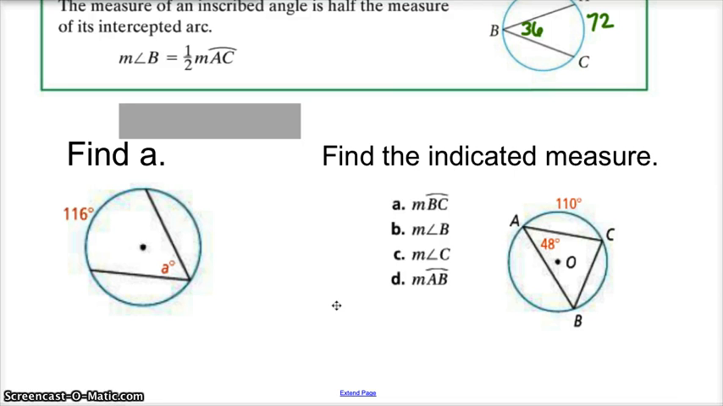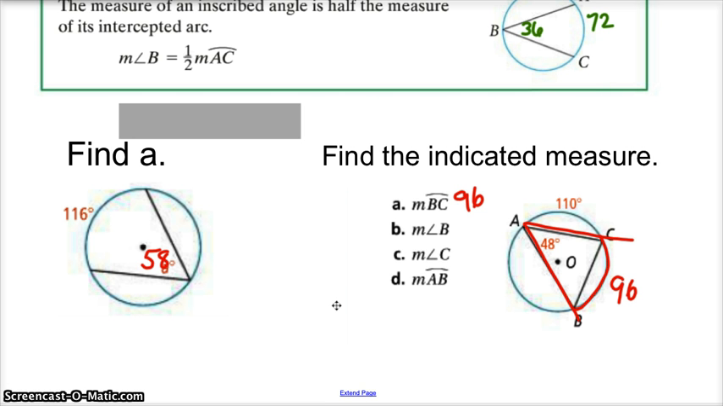Asking you to find the measure of angle A. Well, the arc is 116. The angle is half of it. So half of 116 makes this 58 degrees. A little bit more complex diagram for the second one. It's asking for the measure of arc BC, which is here. Notice that it corresponds to angle 48. So arc BC must be double, making it 96.